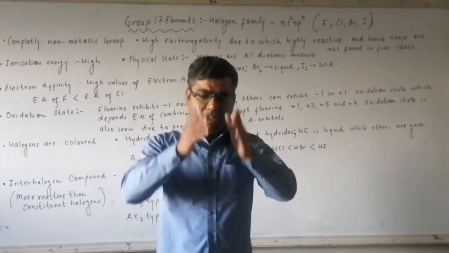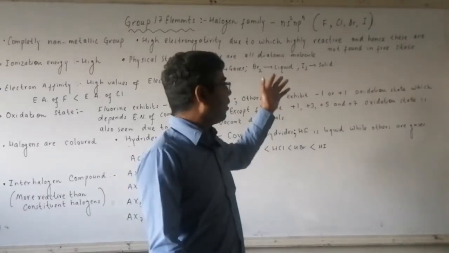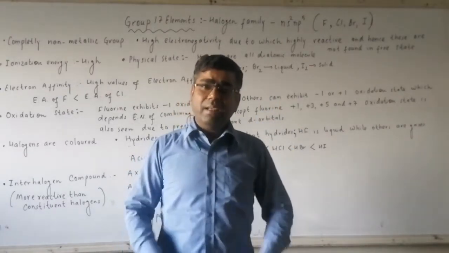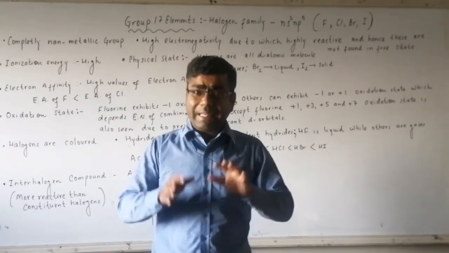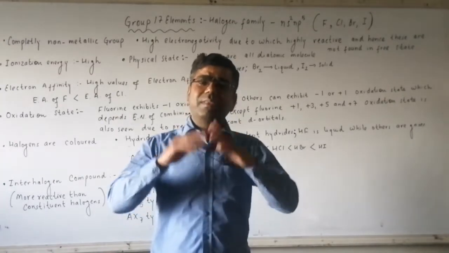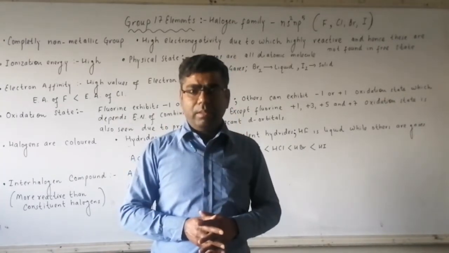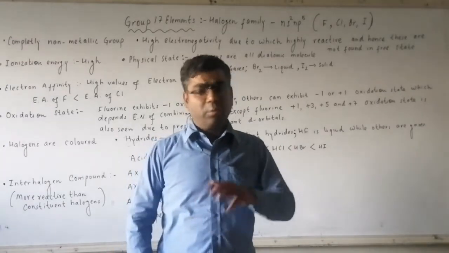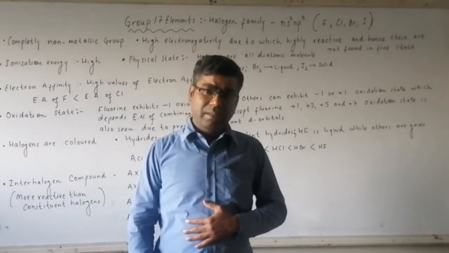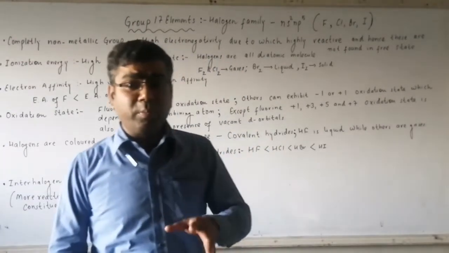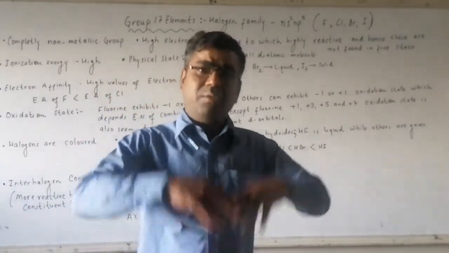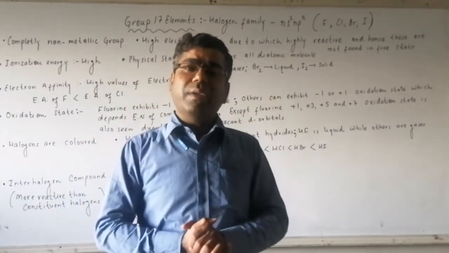Now as we move down in a group, from fluorine, chlorine, bromine to iodine, the value of electronegativity decreases due to increase in size. As we move down in a group, atomic size increases. Electronegativity is inversely proportional to atomic size. If atomic size increases, electronegativity decreases.